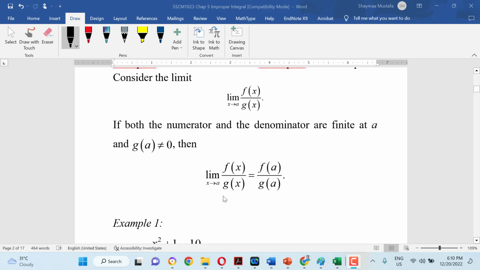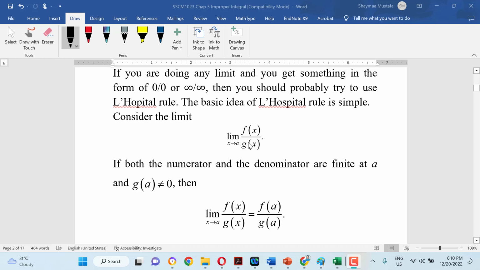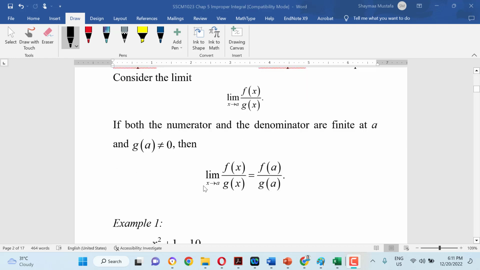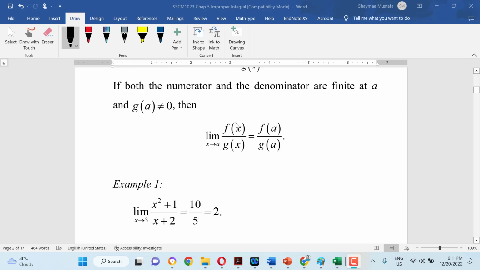L'Hôpital's rule states that the limit when x goes to a of f of x over g of x is equal to the limit of the derivative of f over the derivative of g. But before we go to L'Hôpital's rule, let us see how we calculate the limit. To calculate the limit, we substitute the value of a in the function f of x and the value of a in the function g of x.